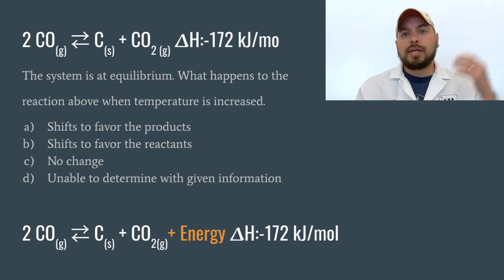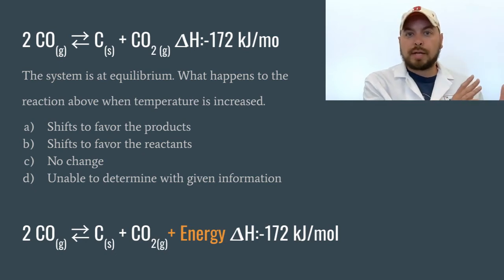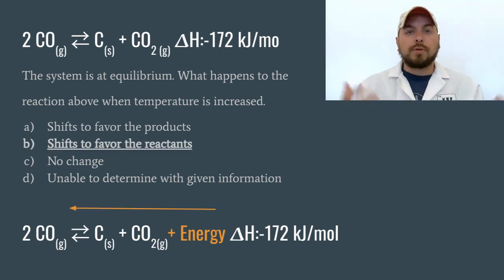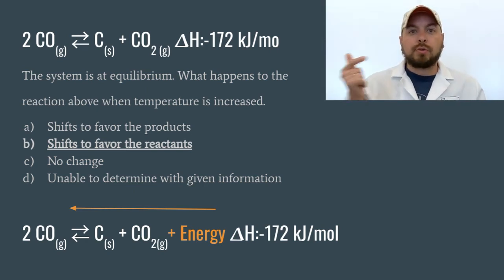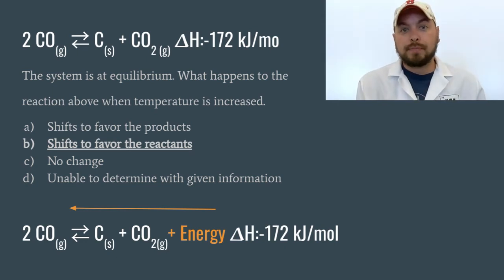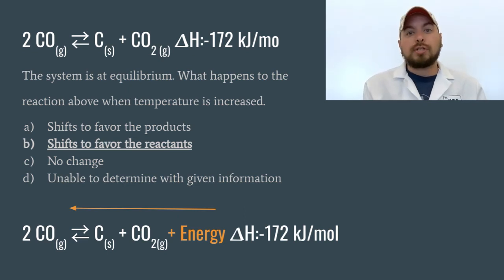If the temperature increases, we are adding energy. Energy on the product side means we add a product, which means the entire reaction shifts towards the left to favor our reactants. The other way we can think about this is that if we have an exothermic forward direction, the reverse direction must be endothermic. An increase in temperature always favors the endothermic direction, which means that we shift towards the left, towards our reactants.